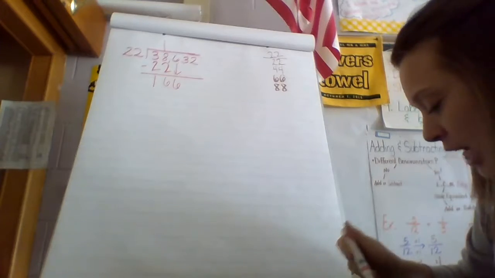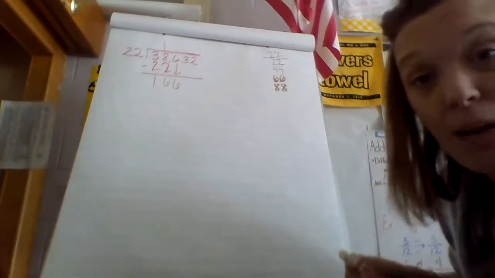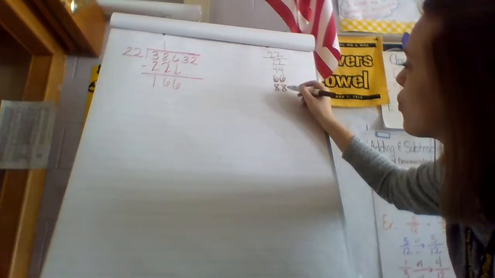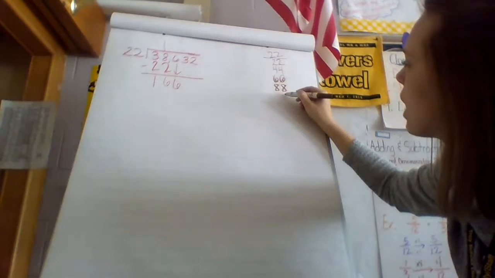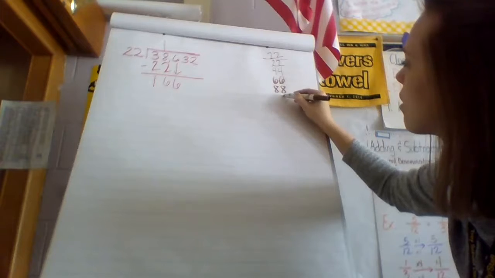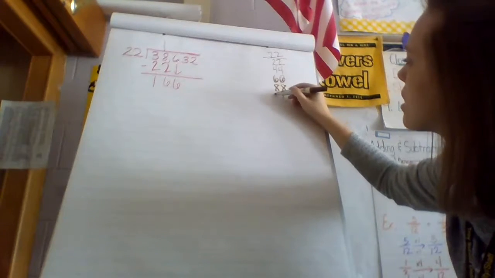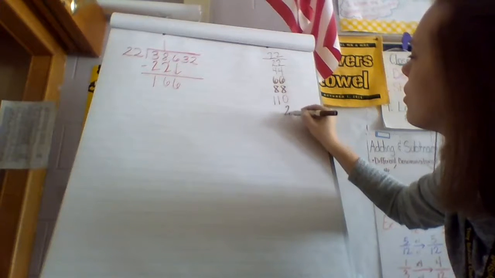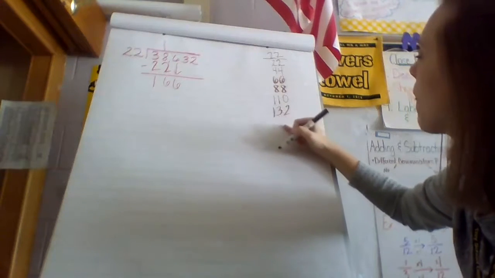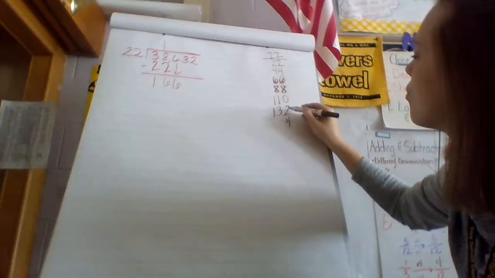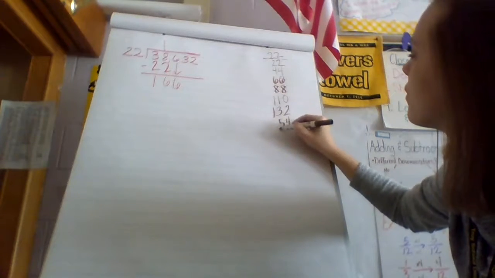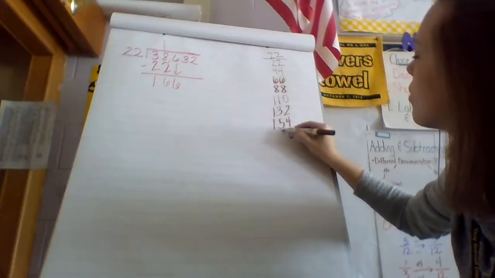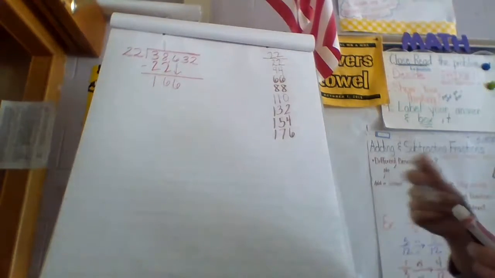But I bet I can get closer to 166 if I keep skip counting. So 88 plus 22, that's going to be 8 plus 2 is 10, carry my 1, that's 11. Plus 22 is 132. Plus 22 is 154. Plus 22 is 176.